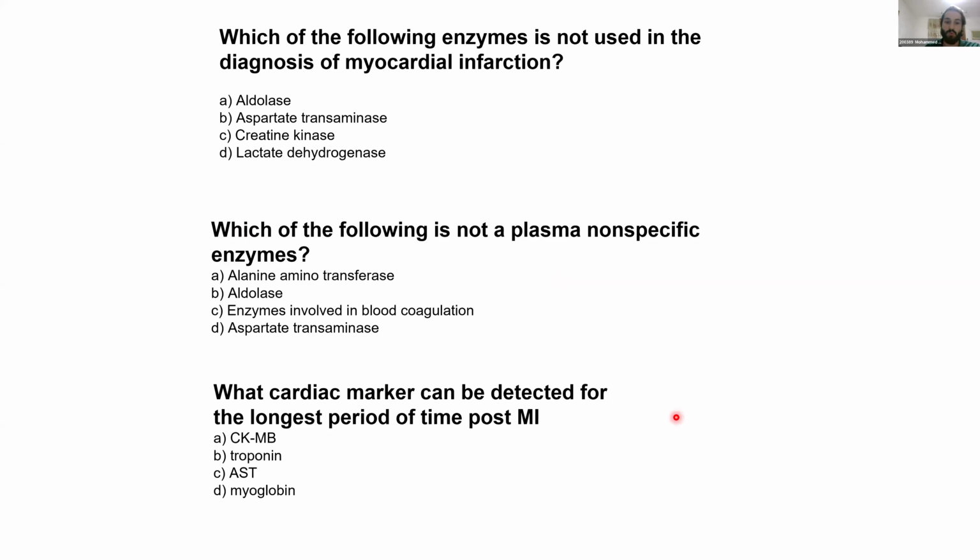Third last question, what cardiac marker can be detected for the longest period of time post MI? Myoglobin rises quickly and falls quickly. CKMB rises a bit later than myoglobin and falls after 2 days. Troponin rises after CKMB by a bit and stays, we said, 10 days to 2 weeks. Troponin can stay. So the correct answer is troponin.